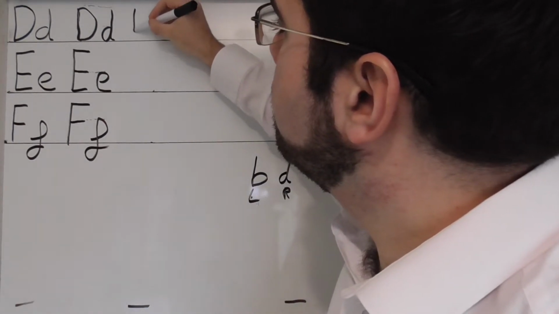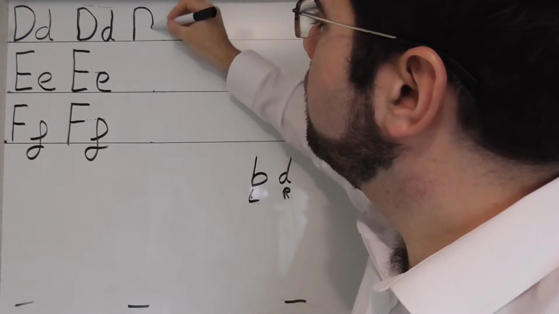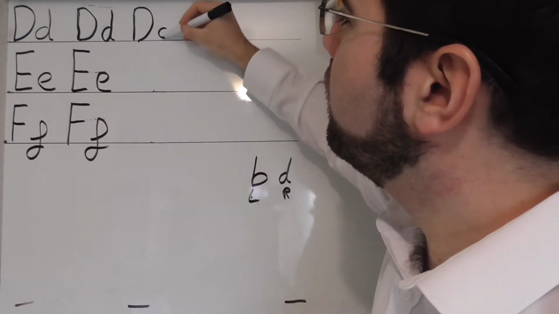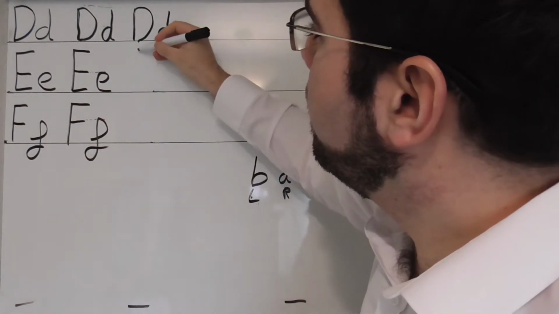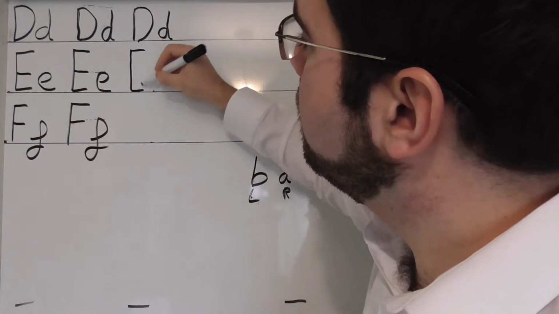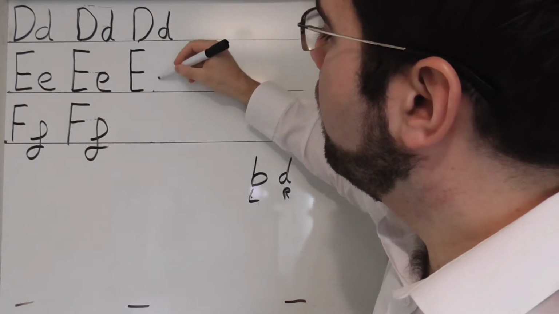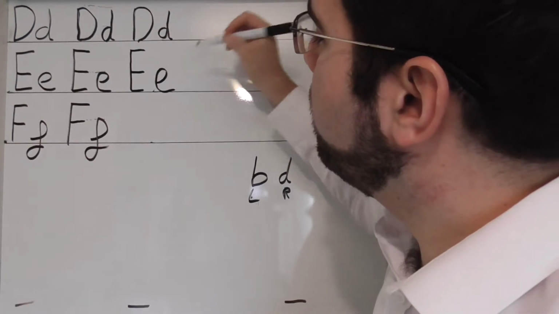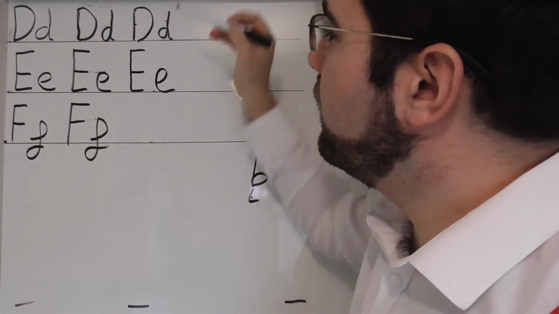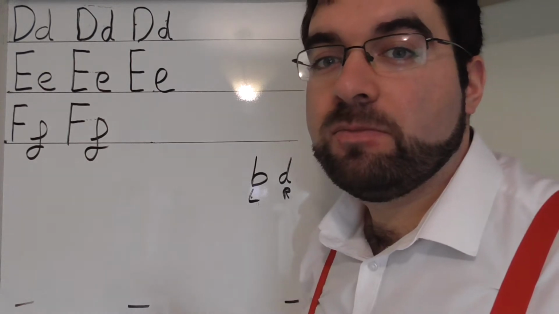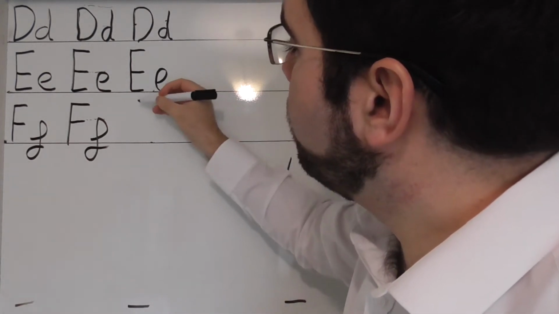D, D and D. Very good. Very nice. And E, E and E. E, E, D, D, D, E, E. Very nice. And F.